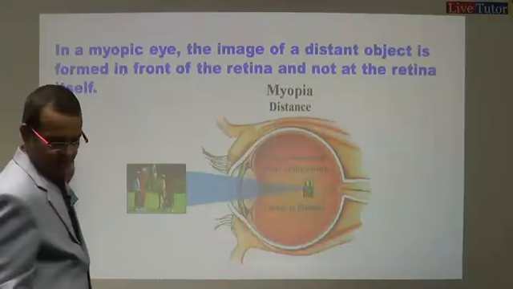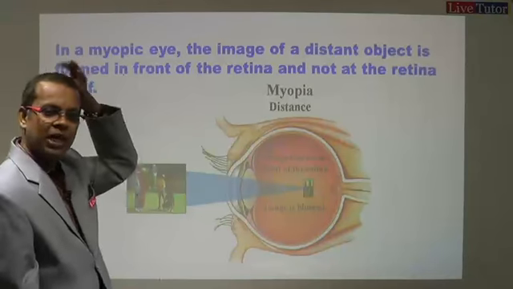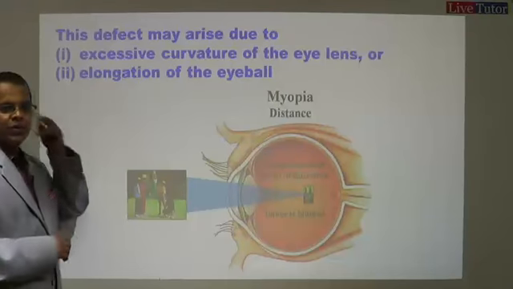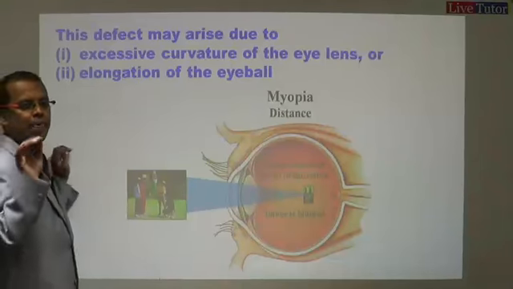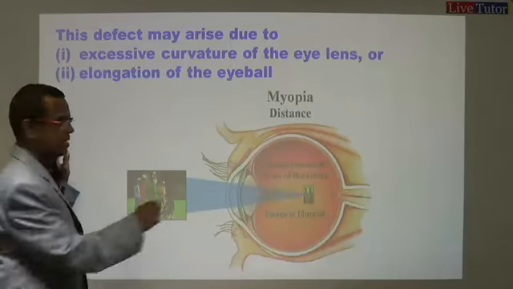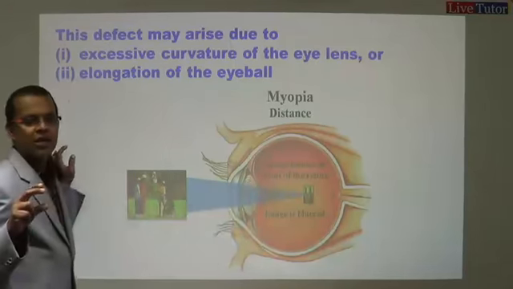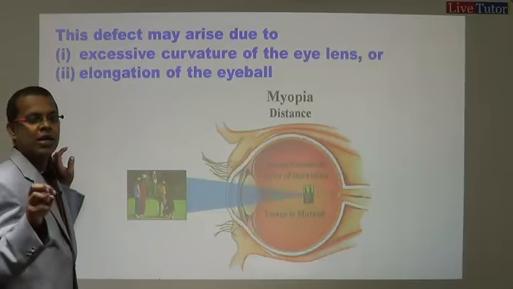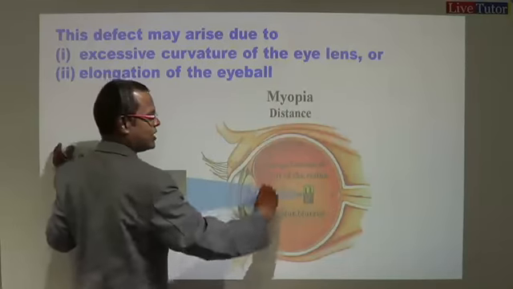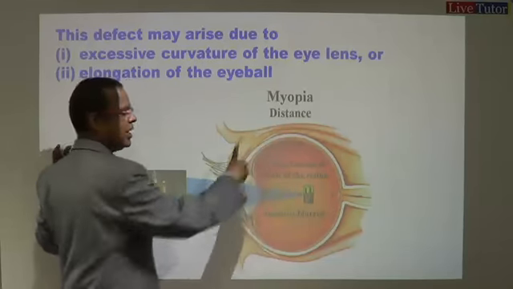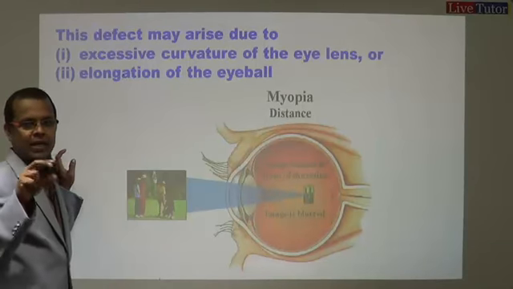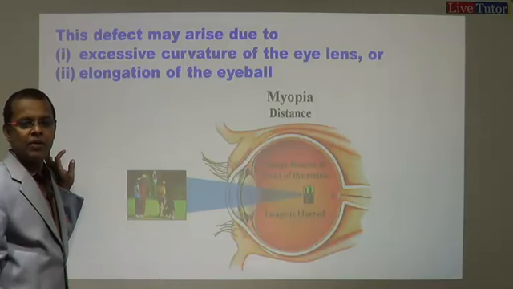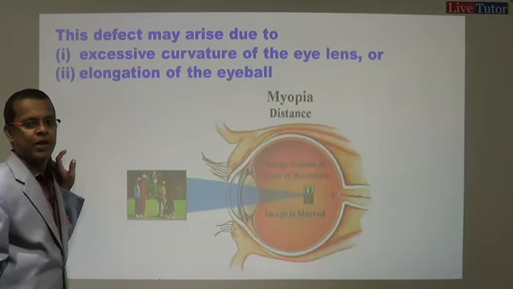So that is how the myopic eye will produce the image in front of the retina. And why is it so? It is because of the excessive curvature of the eye lens, or elongation of the eyeball. That means if the eyeball is a little bit elongated, what will happen? This will also be a little bit stretched. So either the excessive curvature or the elongation of the eyeball, both may result in myopia.